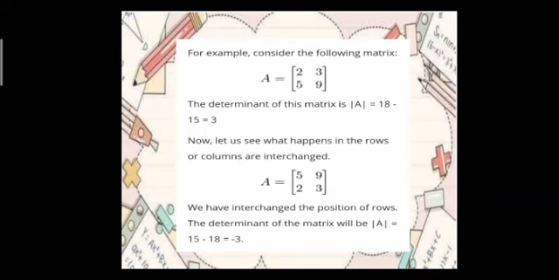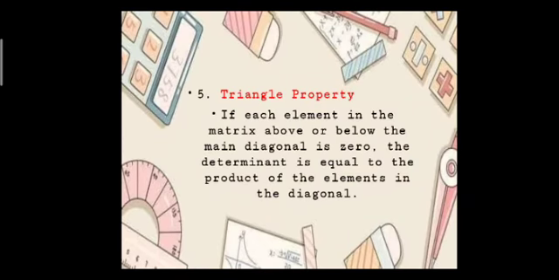So we have interchanged the position of rows. The determinant of this matrix will be the absolute value of A is equal to 15 minus 18 equals negative 3. Fifth property is the triangle property.